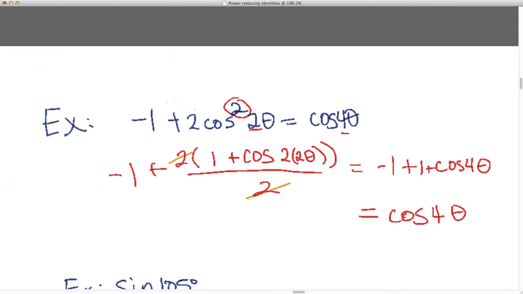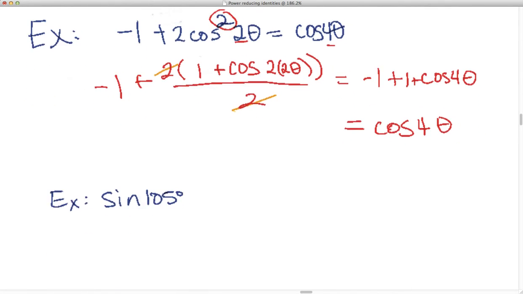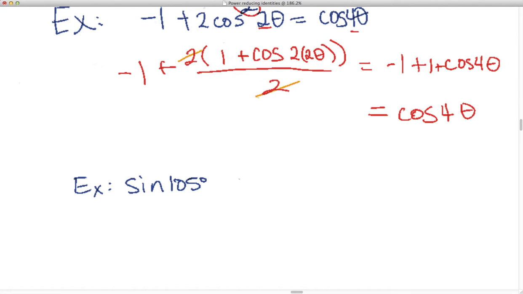Okay. Let's go back to the example that was used on the sum and difference video, sine of 105. Let's say you forgot the sum and difference formula for the sine of 105, or just didn't recognize that this was 45 plus 60 degrees. But you do notice that it's half of 210. Well, you could then at that point use the power reduction formula that says sine squared of box equals 1 minus cosine 2 box over 2.